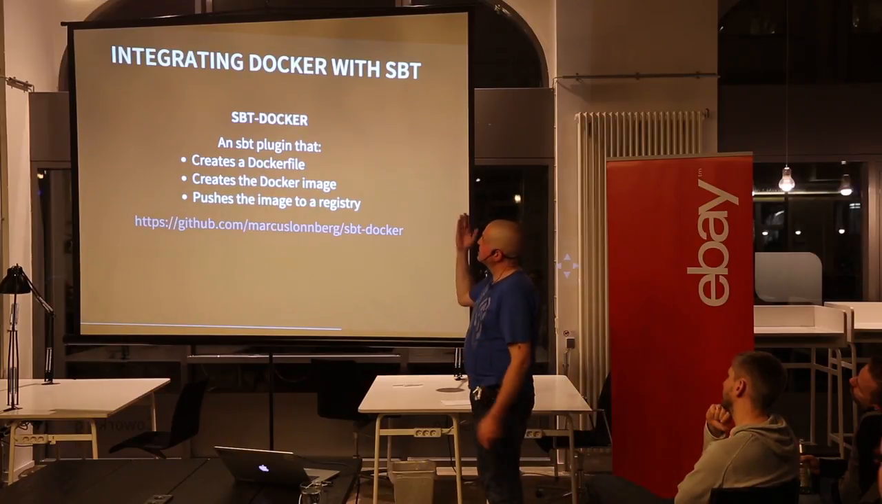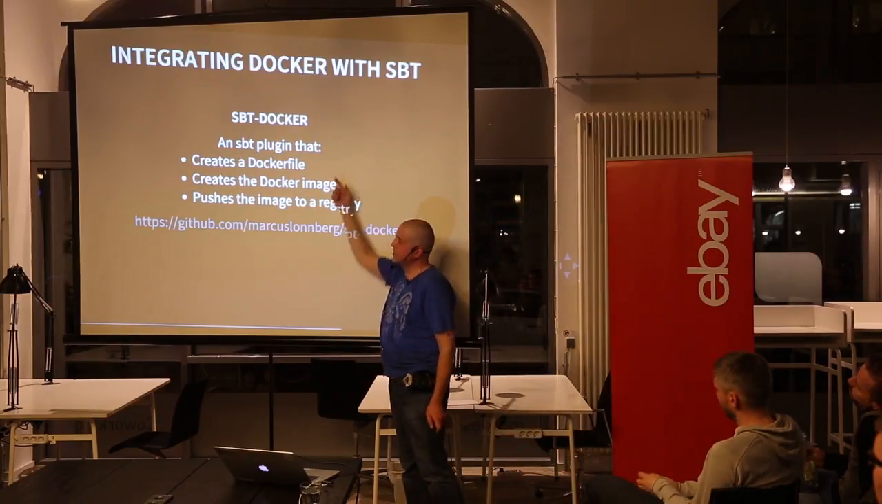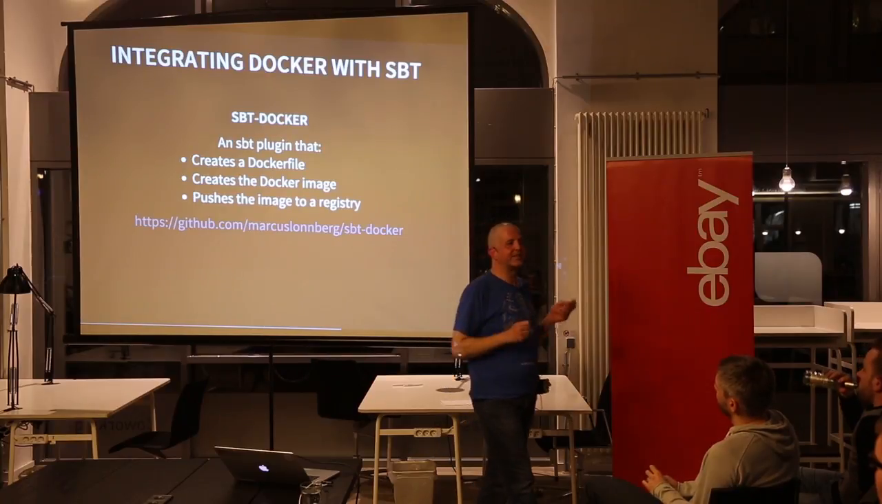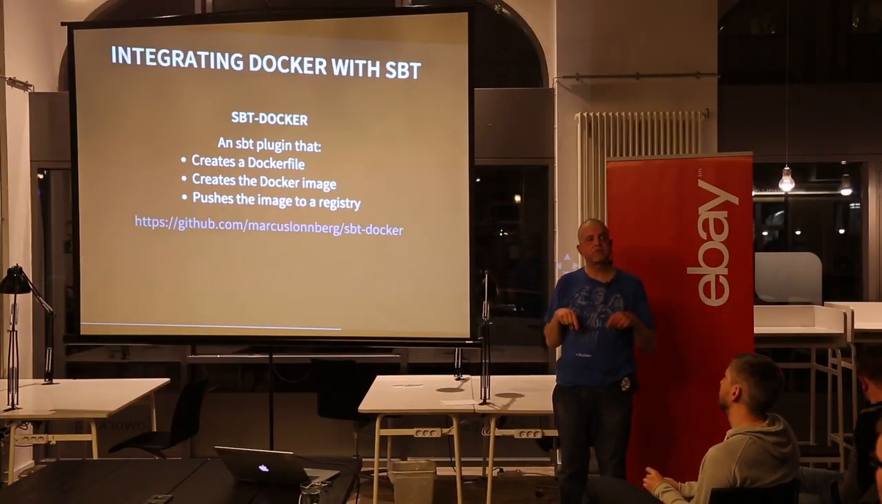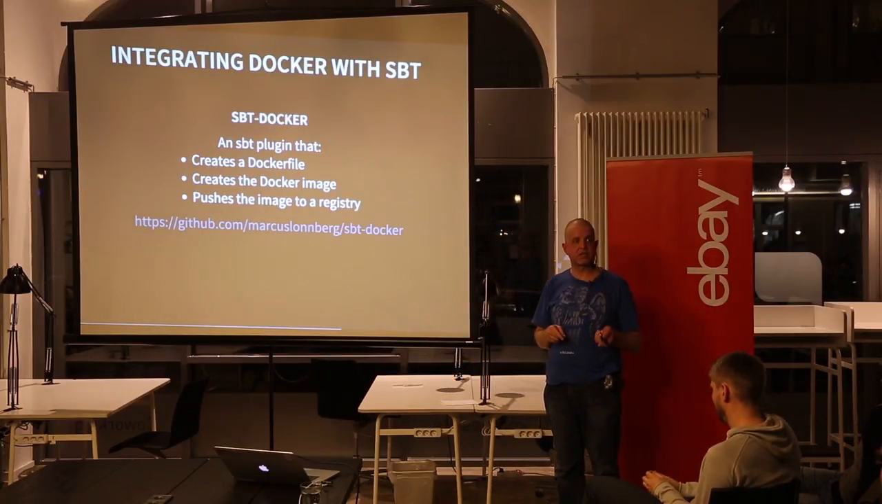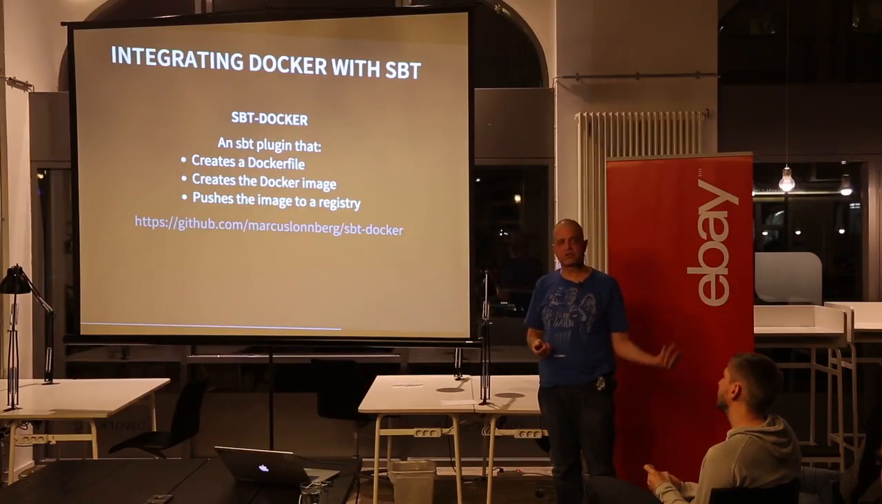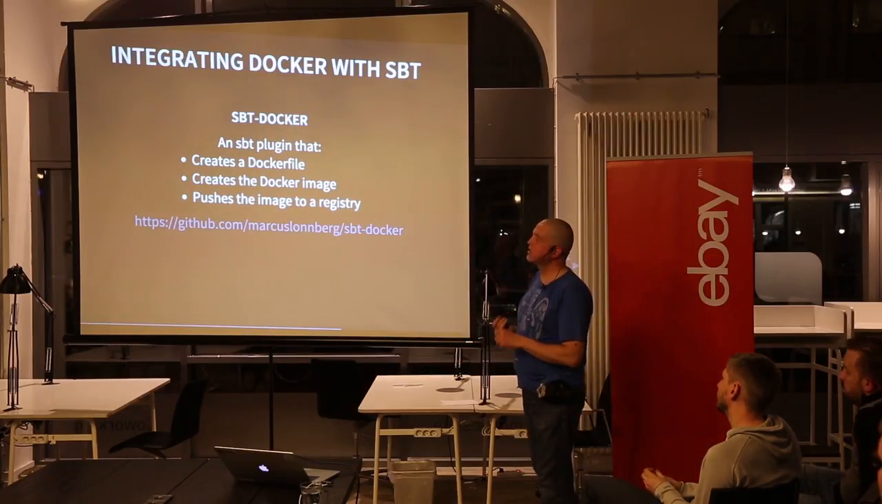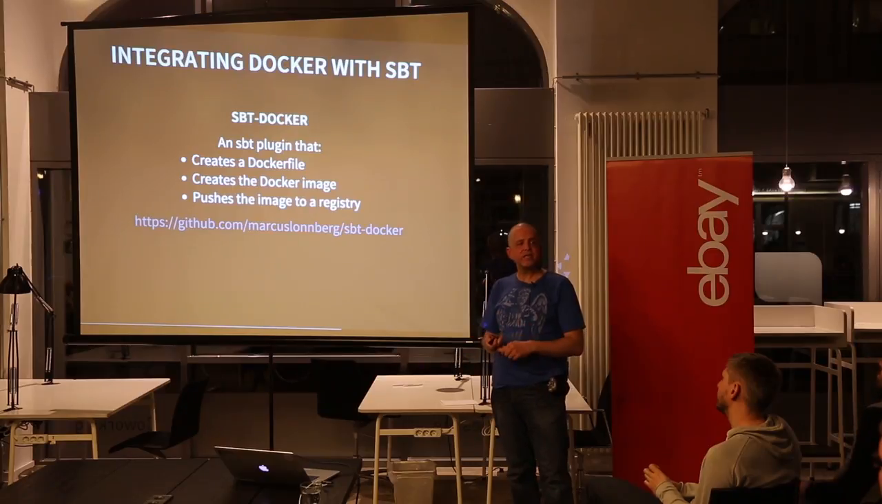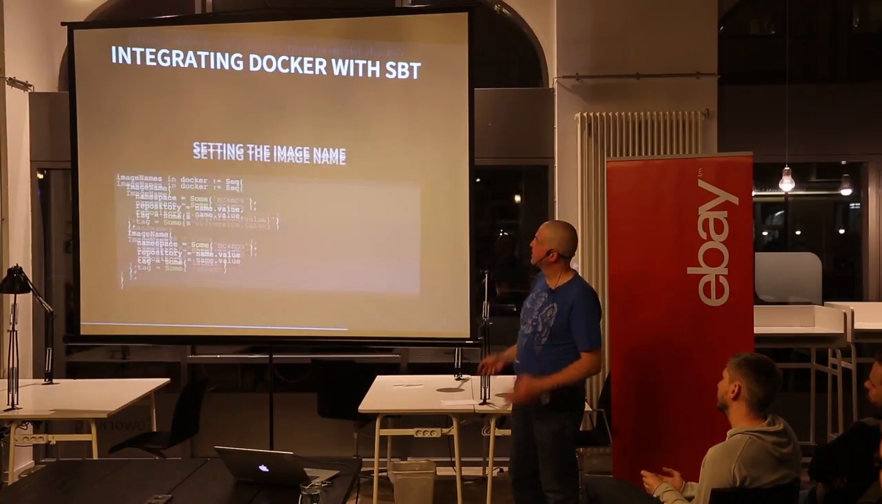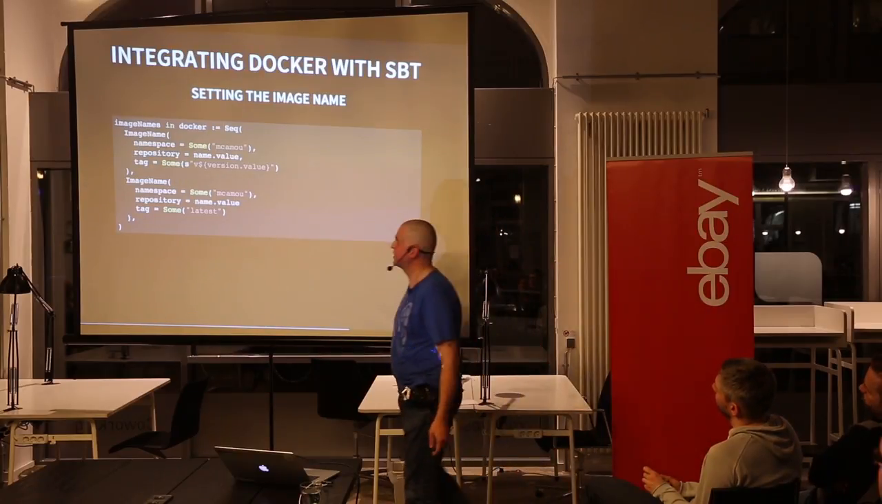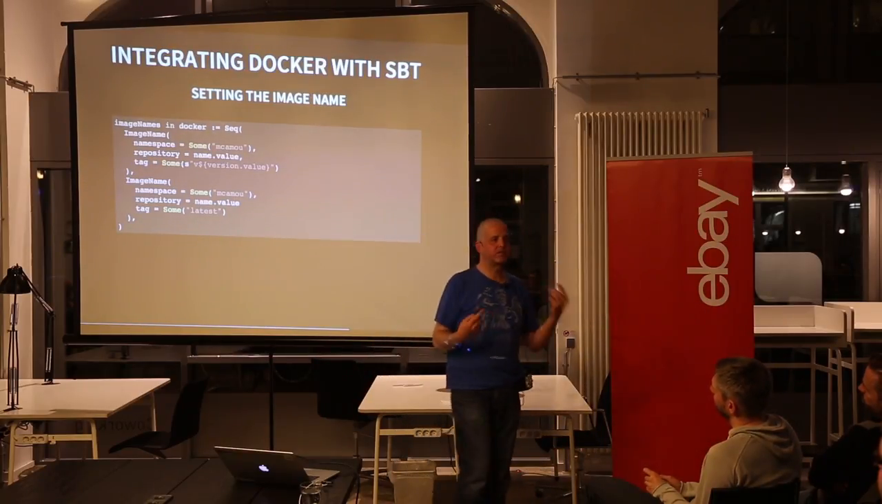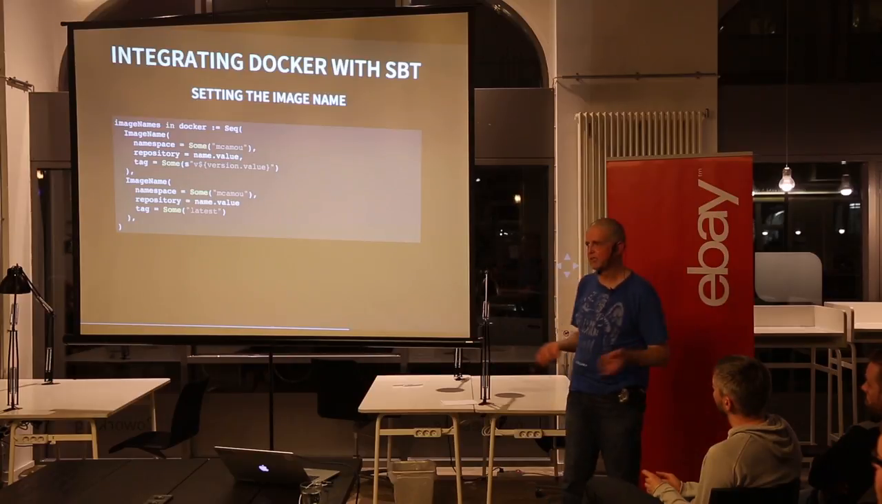Okay? So the thing about SBT Docker is that first of all, you define your Docker file inside of your build file, inside of your build.sbt or build.scala. So you don't have this separate configuration file out there. And you can also then create the image and push the image straight from SBT. Okay, so how do you do that? Well, first of all, of course, you add the plugin in the plugins.sbt file.